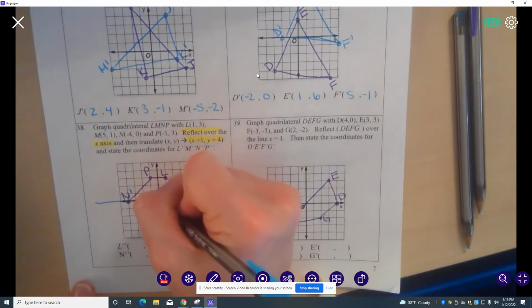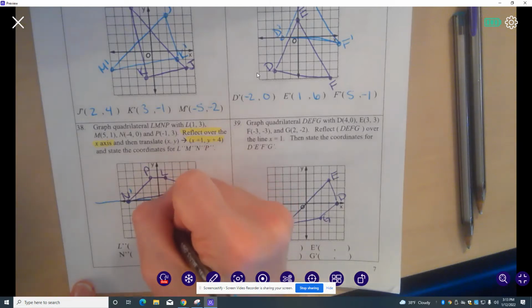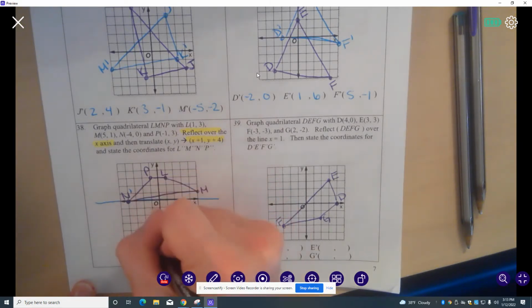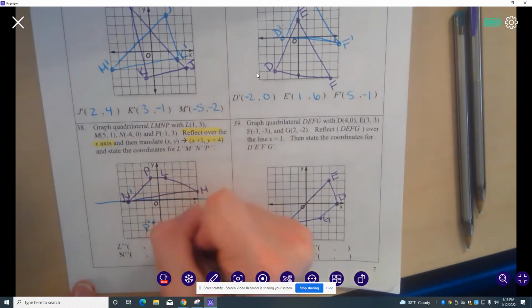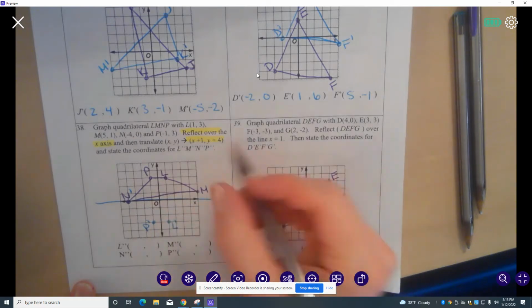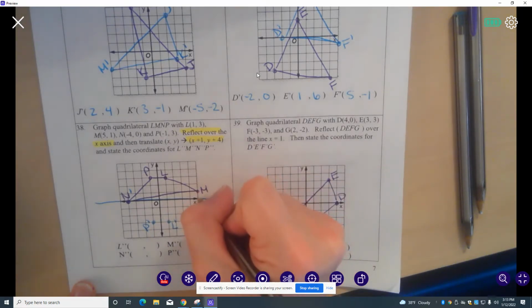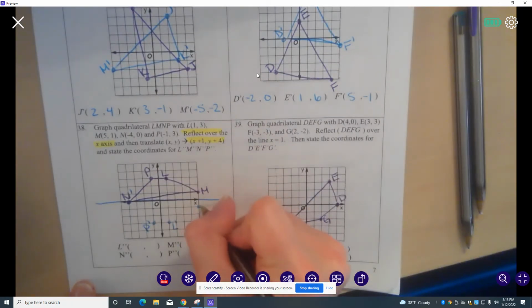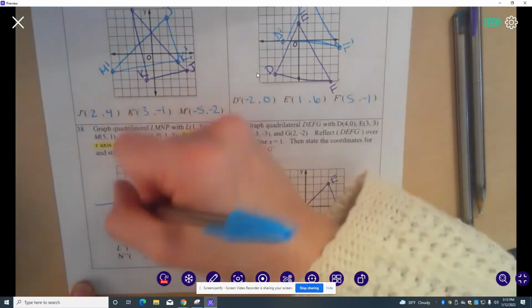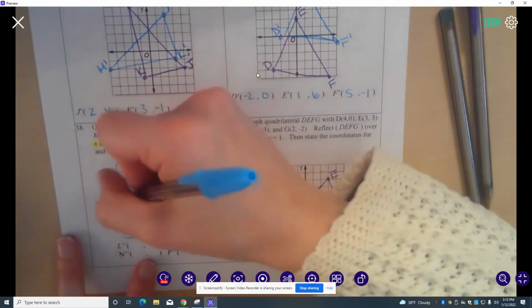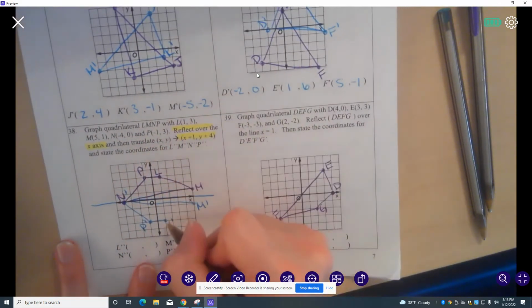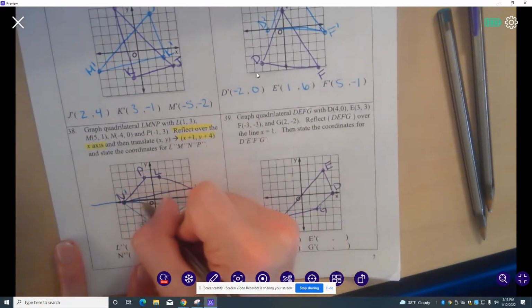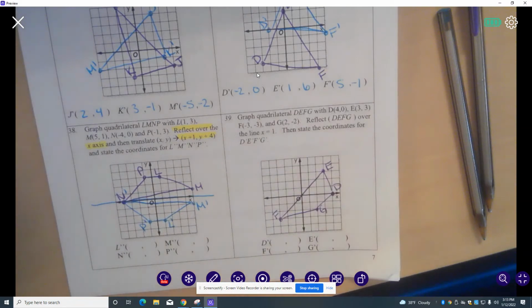P is 1, 2, 3 above that line of reflection. So P prime will be 1, 2, 3 below. L is also 3 above, so L prime will be 3 below. M is 1 above, so M prime will be 1 below. And so now I'm not done.